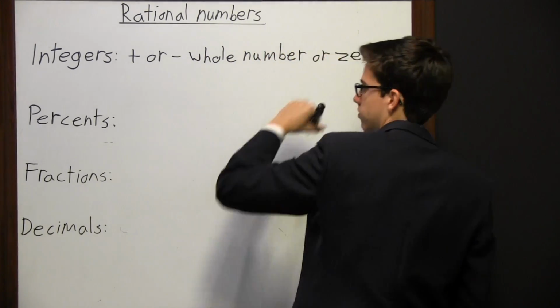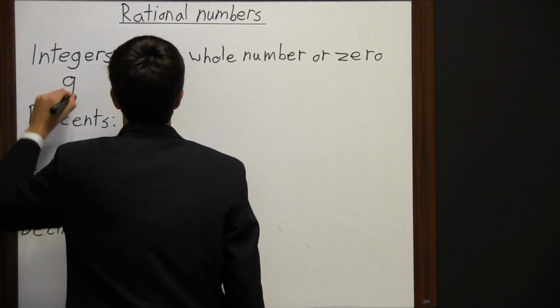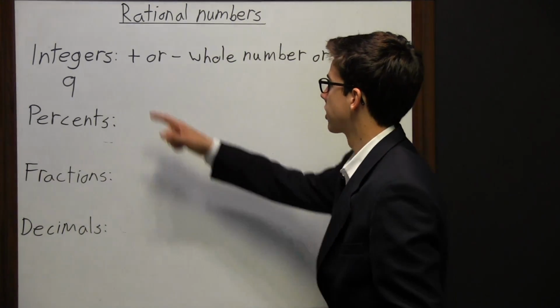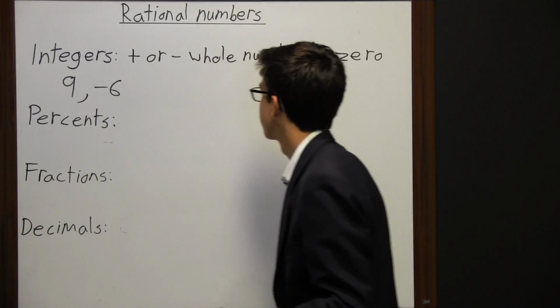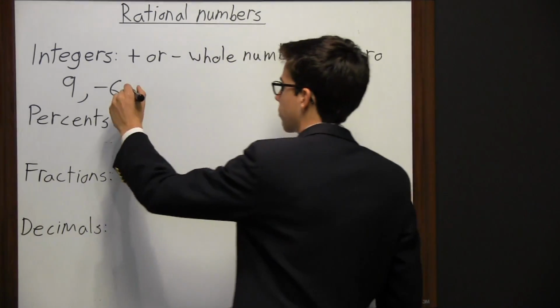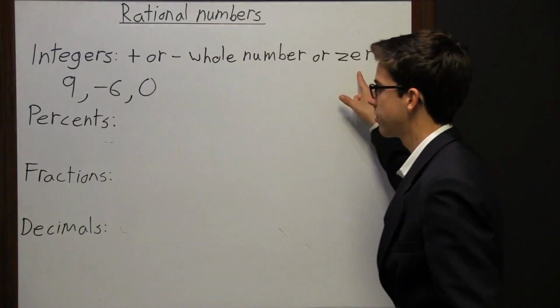So 9 would be a whole number. It would be an integer because it's a positive whole number. Negative 6 is an integer because it's a negative whole number. Then, of course, 0 is an integer because we said it was.